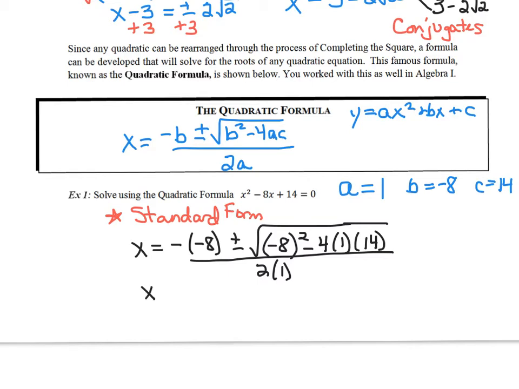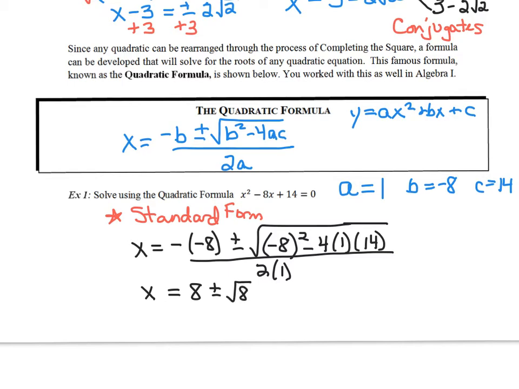So for this one, I'm going to say x is equal to the negative of negative 8, which is positive 8, plus or minus, and then I'm actually going to go straight to my graphing calculator, and I am going to type everything underneath the radical, parentheses negative 8 squared, minus 4 times 1 times 14 into my calculator. I'm not going to use the square root sign yet. I'm just going to do the number part. When I do that, I ended up with 64 minus 56, which actually just gives me the number of 8.